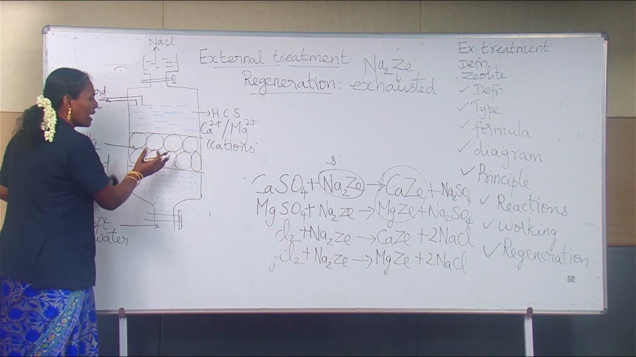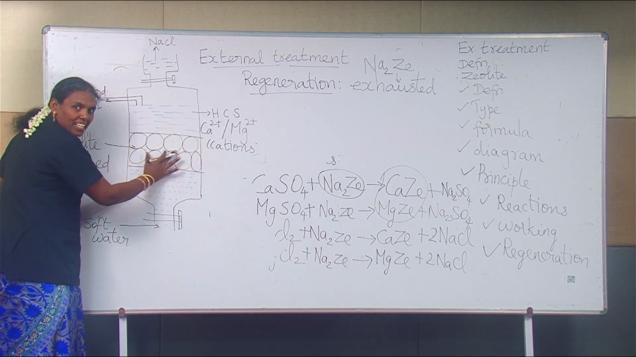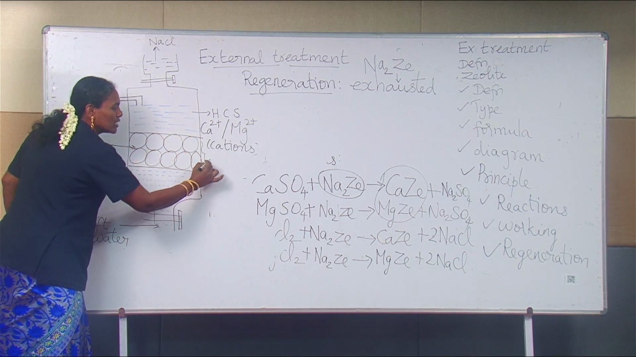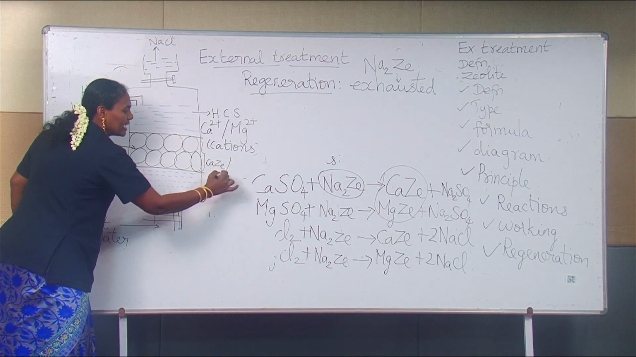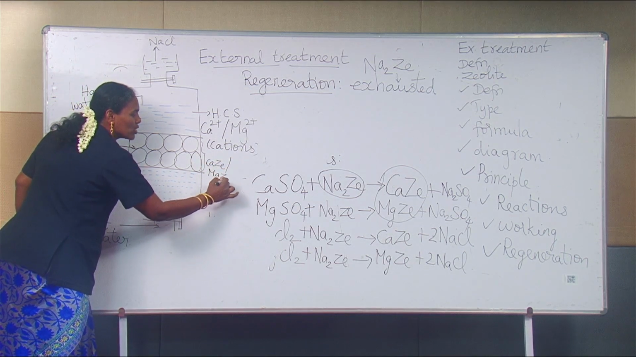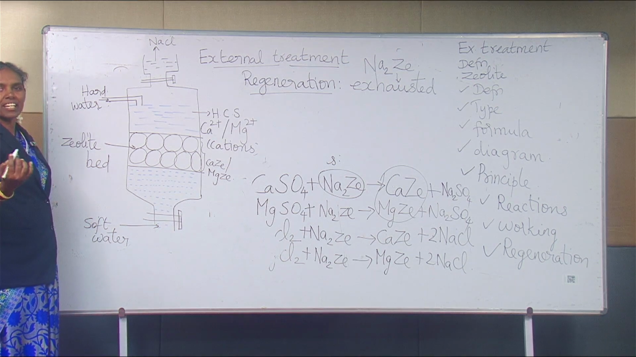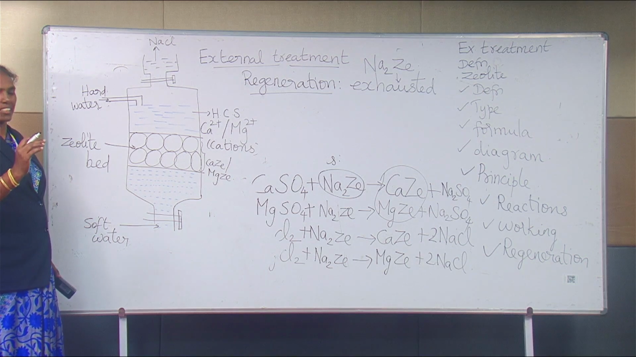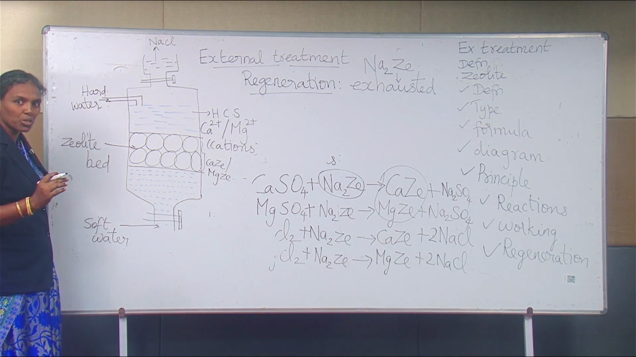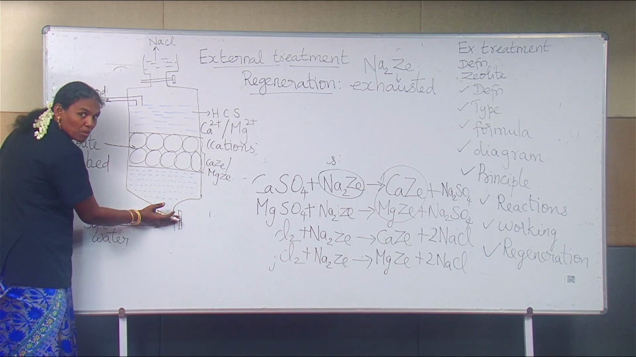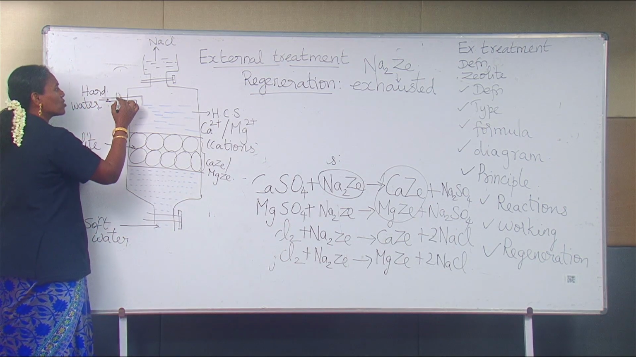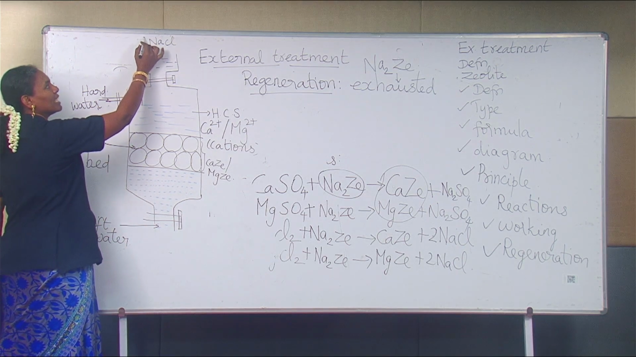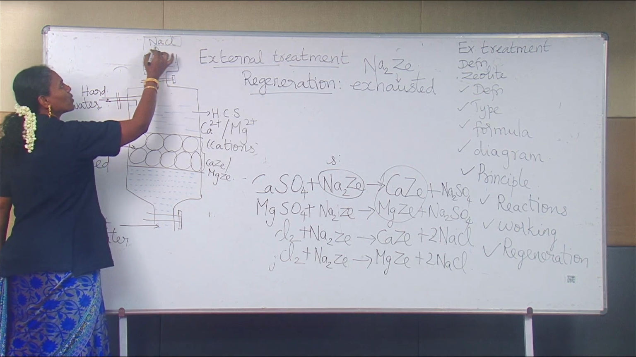What will happen? This whole bed is now fully calcium zeolite, or maybe magnesium zeolite. There is no Na2Ze. So this is the time to regenerate the bed. During that time, what do we have to do? We have to close this knob and this one also. Then what do we have to do? We must pass a chemical to regenerate this bed.